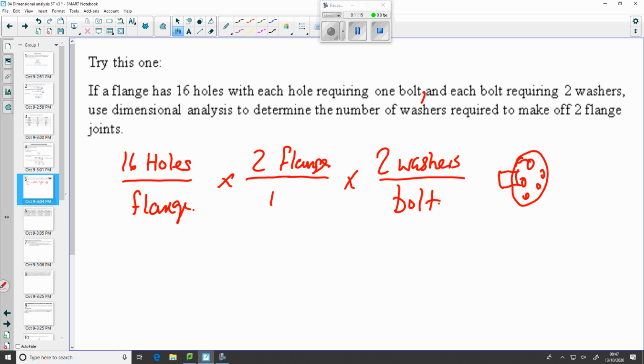Yep. And again, this is a very simple example. Right, but it's worthwhile just starting with a simple example. So we've got flanges that cancel out. 16 times 2 times 2 equals 64.